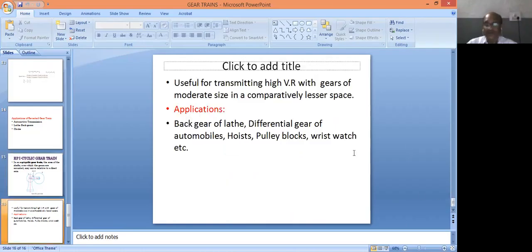So such types of gear trains are called epicyclic gear trains. It is also useful for transmitting a high velocity ratio, and we can make use of very small size gears where there is limited space. We can make use of the simple and the epicyclic gear train. The applications are back gears of lathes, differential gears of automobiles, hoists, wristwatches, etc. These are some applications where the epicyclic gear train is used. Okay, thank you.